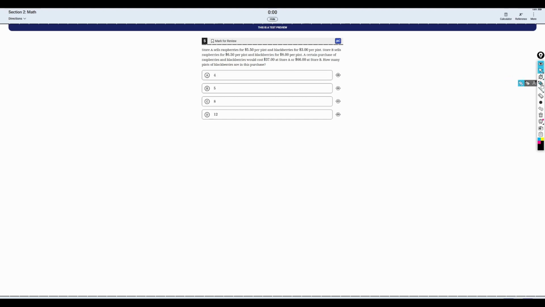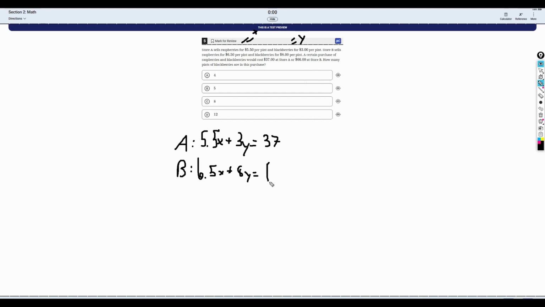So right away, I'm thinking systems of equations, and we can set the raspberries equal to x and blackberries equal to y. So for equation A, we can go 5.5x plus 3y equals, set it equal to the price at the store, so 37. For equation B, we would go 6.5x plus 8y equals store B's price, which is 66.